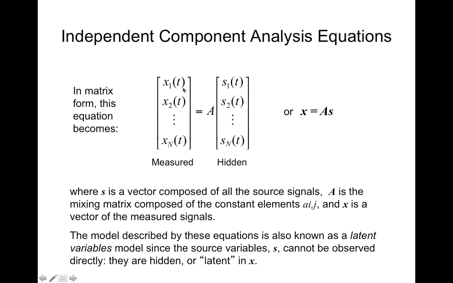In matrix form, here's what this equation looks like. We have our measured values x, then we have these hidden values s, which is what we really want to know, and A is this mixing matrix. Our measured values are our data set. The hidden values are also called latent variables, and that's because they're not directly observable. The x values are directly observable. The latent values are hidden within x.